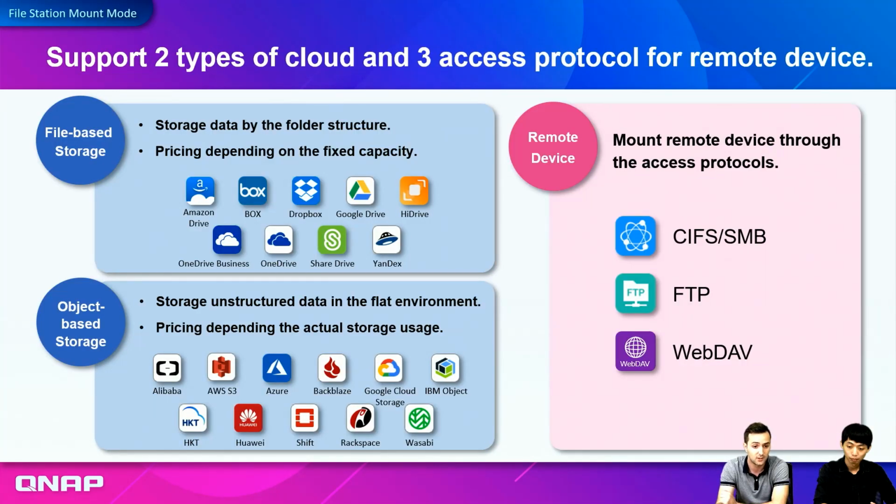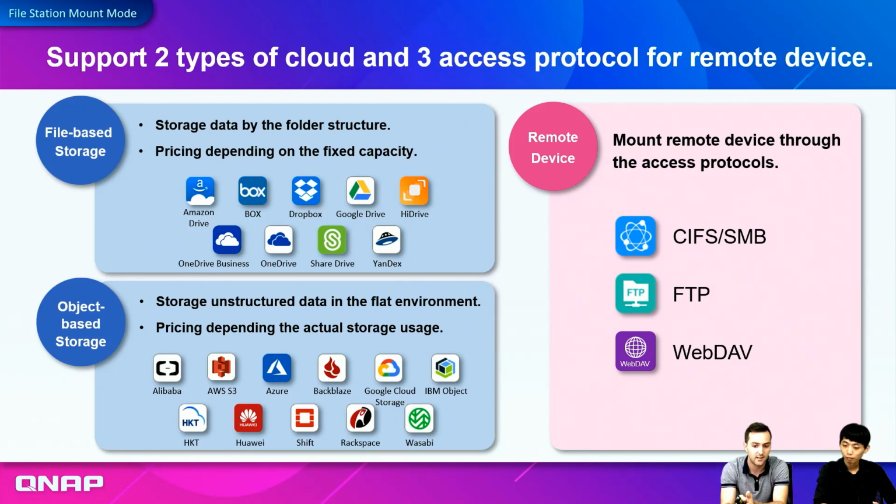So, supporting these two types of cloud and three access protocols for remote devices, as mentioned so far, what they have in common, the file-based storage and object-based storage, is the storage pricing. The object-based pricing depends on the actual storage used, and the file-based storage pricing depends on the fixed capacity, right? So what they have in common is price. You have to pay for those.